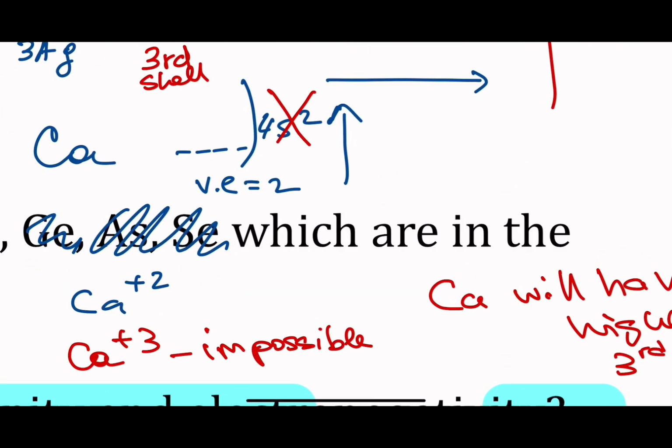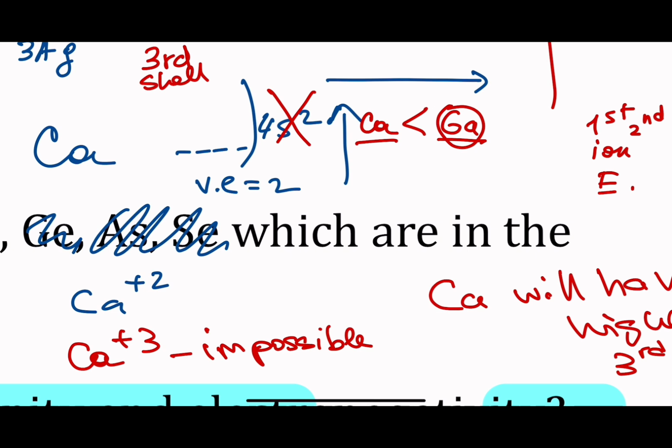But normally, if you just talk about first ionization energy, of course gallium will have higher than calcium because gallium is located towards the right. In the second ionization energy also, gallium is bigger than calcium, but on the third one calcium is bigger than gallium.